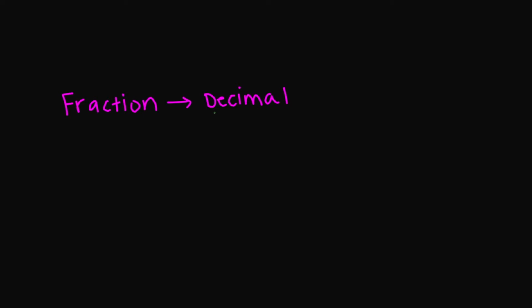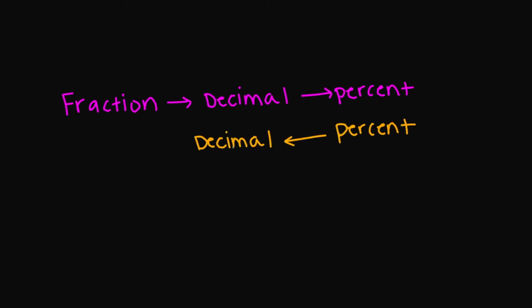If you are going from a fraction to a decimal, then the best thing to do is to divide your fraction to give you the decimal that you are looking for. If you are going from a decimal to a percentage, you can multiply by 100 or move your decimal 2 decimal places to the right. If you are going from a percent to a decimal, you can divide by 100 or move your decimal 2 places to the left. And then if you're going from a decimal to a fraction, then you want to find the place value of the last digit of that decimal and then turn it into a fraction. And we'll get into some examples so you can see.